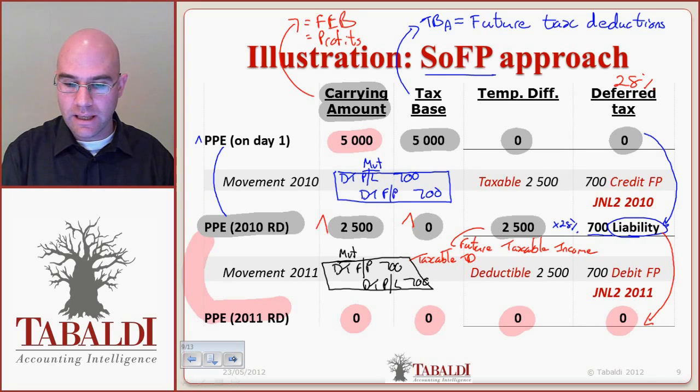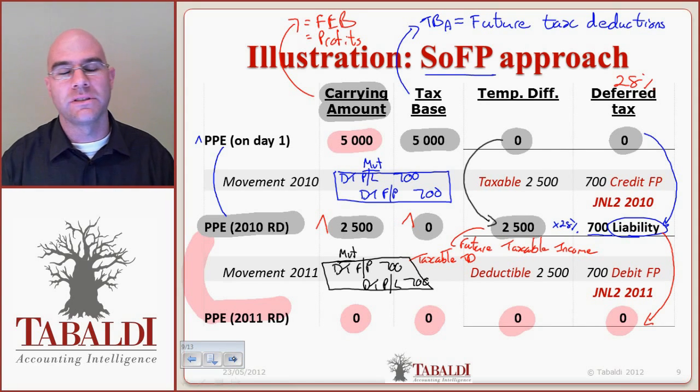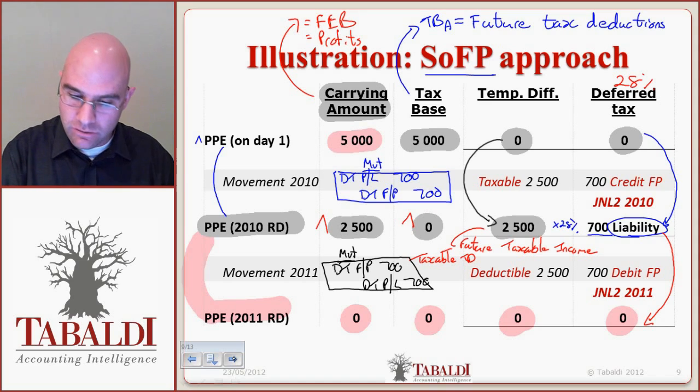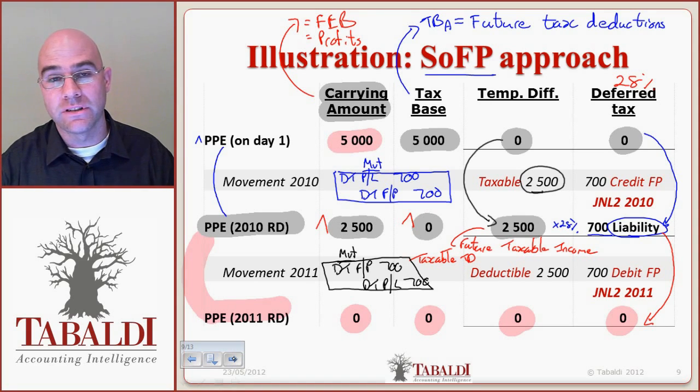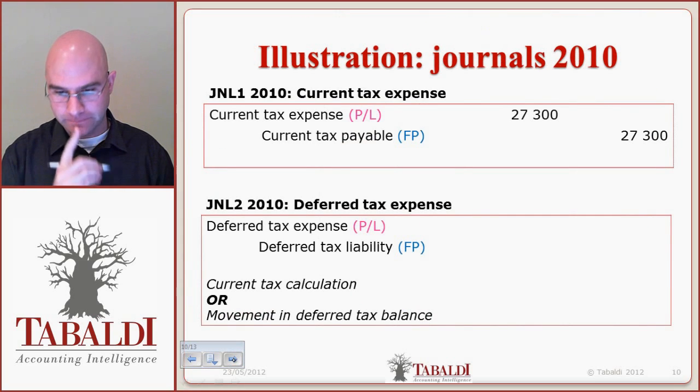Well, I go back and I look at the movement in my temporary differences. I went from 0 to a taxable temporary difference balance of 2,500. My taxable temporary difference movement is therefore perfectly in line with my current tax computation. Perfect. Moving on from the calculations now.